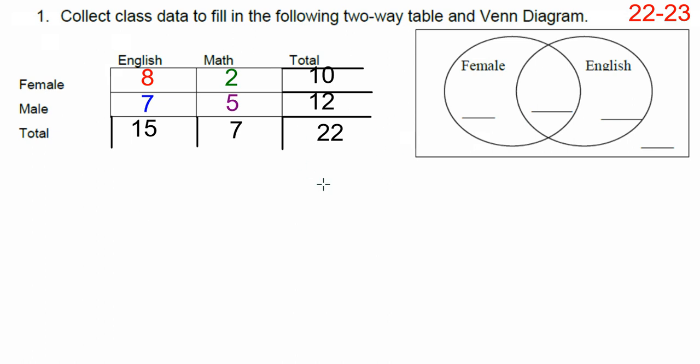What I'd like to do next is, based on the results for the two-way table, can you transfer them to the Venn diagram correctly? We're going to pause the video, have you transfer your answers to the Venn diagram, and check to make sure you're on target.